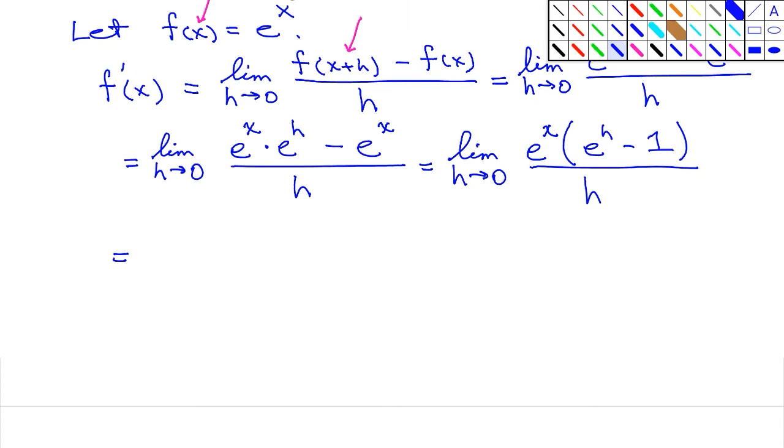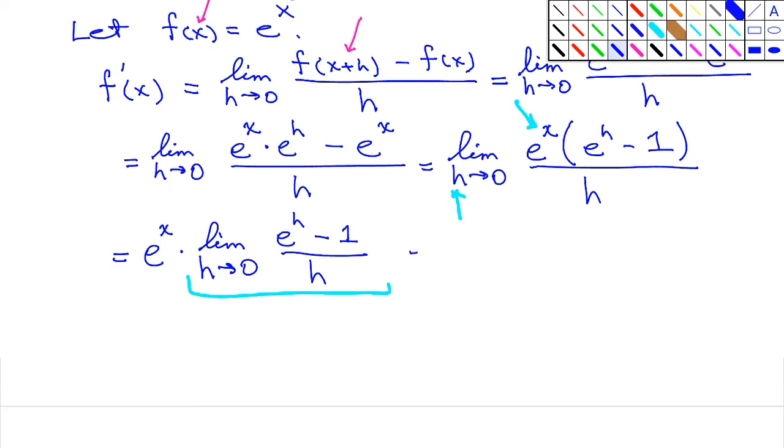And notice that this term here, this e to the x, doesn't have an h as a variable. So it is considered to be a constant when we're dealing with a limit that involves h's. Since it's a constant, we can bring it out to the front. So we get e to the x times the limit as h goes to 0 of e to the h minus 1 over h. And this is the limit that you did in the group work, and hopefully you discovered that that was equal to 1. It is in fact 1, and now we have e to the x.